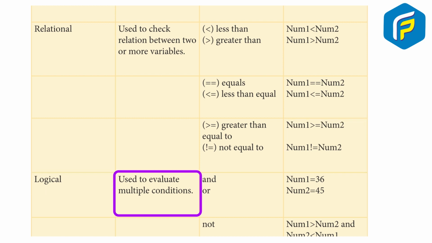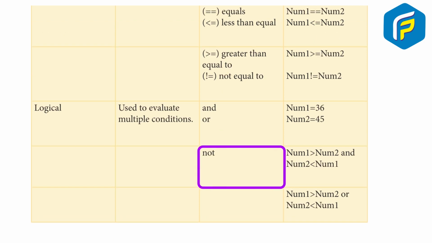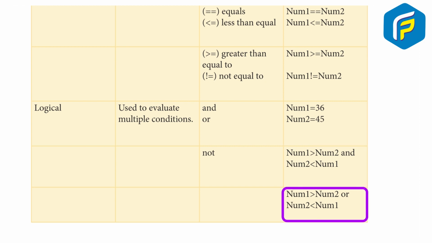Logical. Used to evaluate multiple conditions. And, or. Number 1 is equal to 36. Number 2 is equal to 45. Not. Number 1 greater than number 2 and number 2 less than number 1. Number 1 greater than number 2 or number 2 less than number 1.